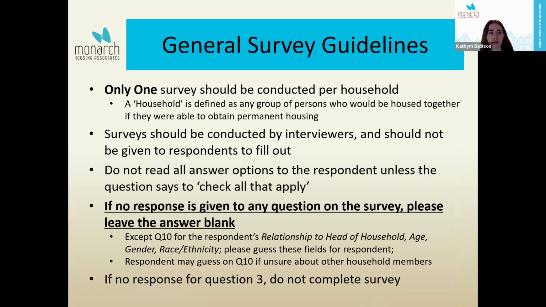Okay, so some general survey guidelines. We want only one survey per household. A household is defined as any group of persons that would be housed together if they were able to obtain permanent housing. You want to always ask again if the person has participated in the survey already. This can help us with the deduplication. In general, don't make up an answer for anything. You want to choose from the list of choices.